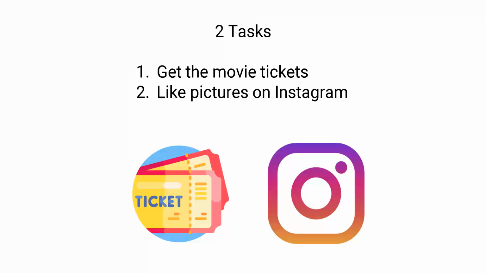So how will you do it in synchronous programming? You first wait in line to get the movie tickets, and only after you have gotten the movie tickets, then you open up your Instagram app and start liking pictures. While in asynchronous programming, while you're waiting in line, you can just start using Instagram, and when the queue has ended, then you can just get your movie tickets, saving a lot of time.